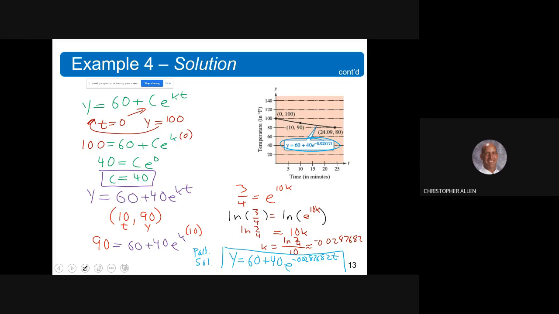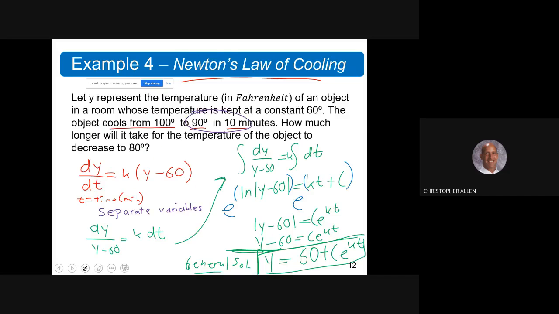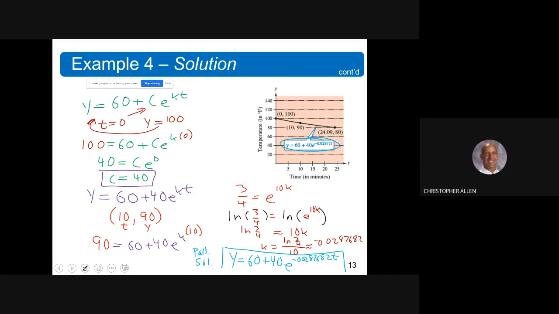Oh, I guess I should note, I still haven't gotten the answer yet. I haven't done the answer yet. The question is, how much longer will it take the temperature of the object to decrease to 80 degrees? So that means, and now I've got to do this last part. I guess I'll do it up here because I'm running out of room. I should have given myself a different slide.